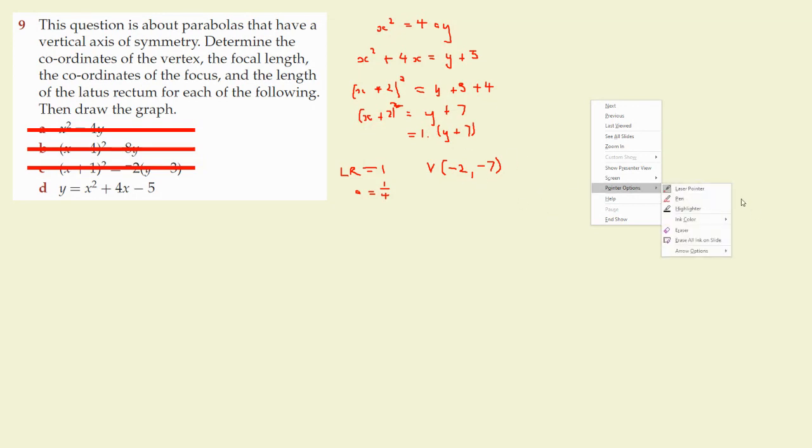So let's just get this out right and get my pen. So the coordinates of my focus, what's happened? My focal length is a quarter. So I'm going to move a quarter up. Remember, we're in the vertical direction here because of our axis of symmetry. So I'm going to move a quarter up from where I was. I was at -7.